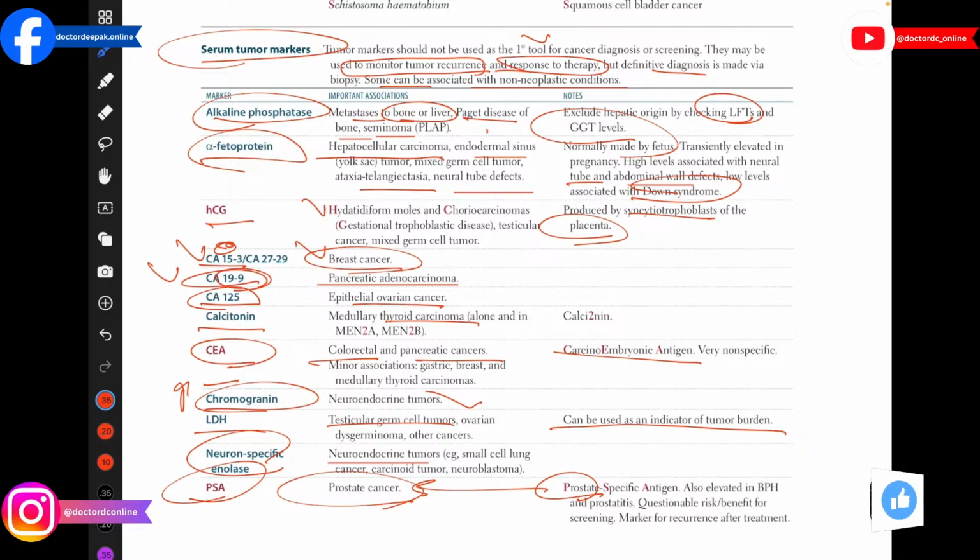Okay? So that is all about the tumor markers, and don't forget that tumor markers are just used to confirm the diagnosis, monitor tumor recurrence, and monitor response to the therapy given to the patient. And thirdly, the final and definitive diagnosis is made just by biopsy for the cancer.